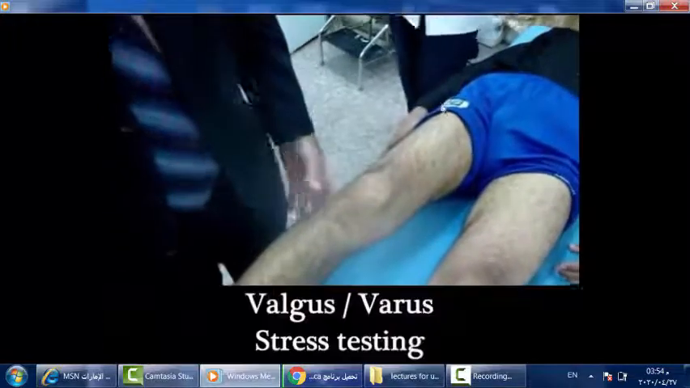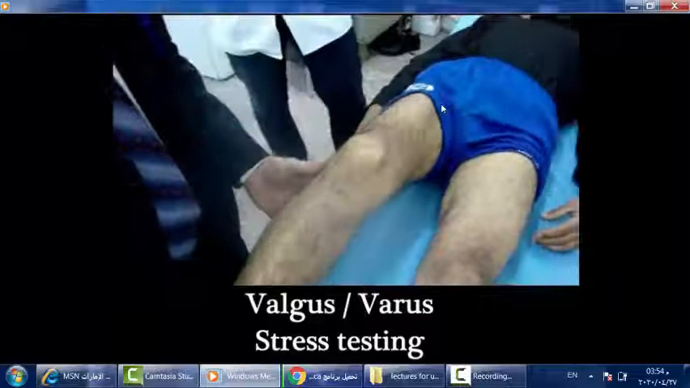And this is the McMurray test for a chronically injured meniscus to elicit the click, a palpable or audible click medially or laterally, with extreme flexion and extension of the leg. This test requires a relaxed patient and a relaxed surgeon.